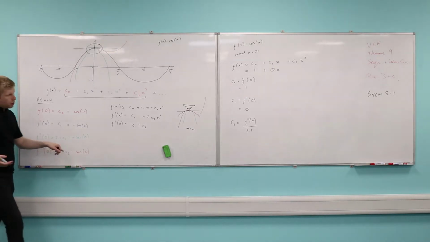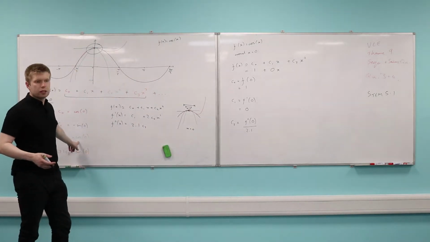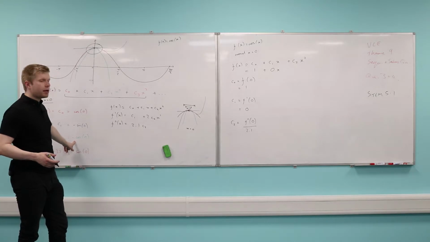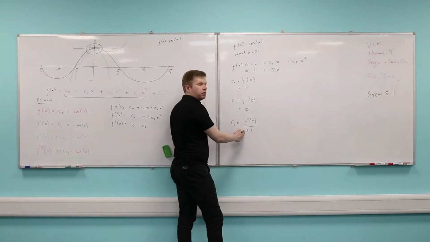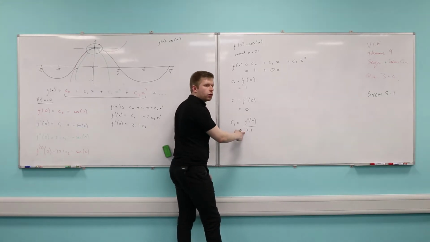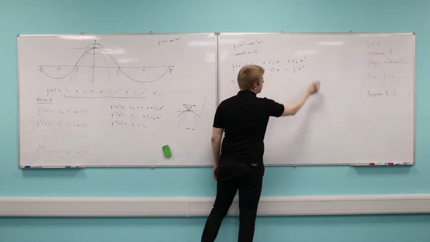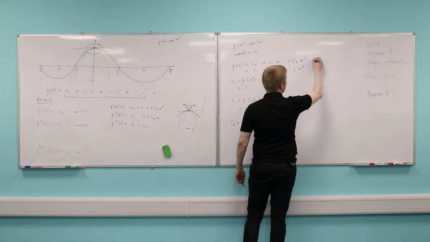So f double prime of 0, well, cos of 0 is 1. Make it negative, it becomes negative 1. So it's going to be negative 1 over what is effectively 2 factorial. So it's going to be negative 1/2 times x squared.